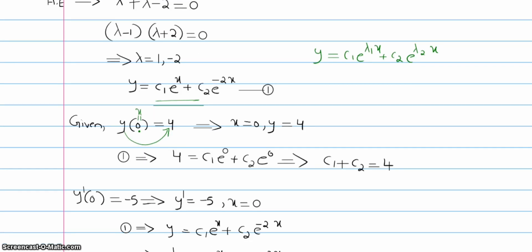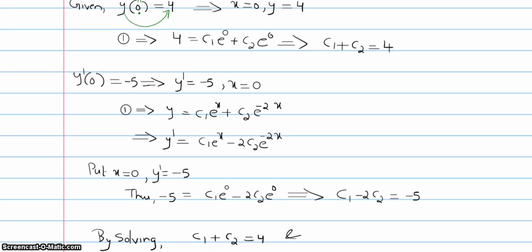Next, the initial condition is y dash of 0 equal to minus 5. Here, this condition means that the value of x equal to 0 when the y dash value will be minus 5. So, y dash equal to minus 5 and x equal to 0. So, the general solution format we got is y equal to c1 e raised to x plus c2 e raised to minus 2x. For applying this initial condition, we need the first derivative of this solution. So just find the first derivative of this general solution.